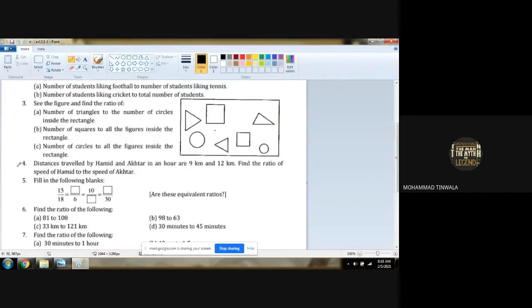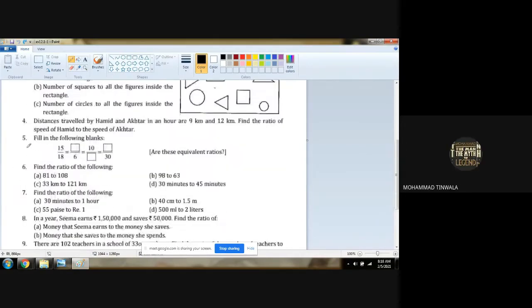We did up till question number 4. Am I correct? Yes, sir. I am reading, Ahmad Fazil. Okay, boy. Come on. Fill in the following blank.